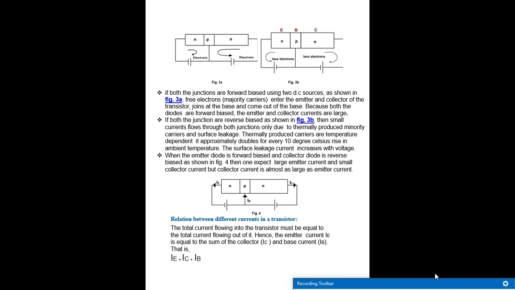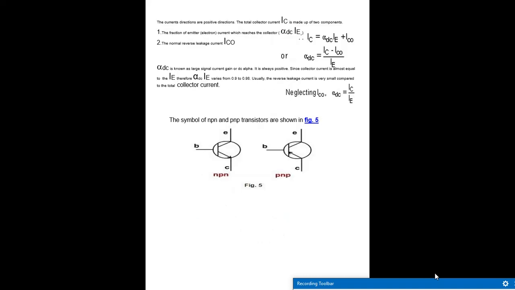So now we have three different types of currents: IC, IB, and IE. IE is the emitter current, IC is the collector current, IB is the base current. The emitter current which is produced enters into the base. From there, some part of the electrons are converted into base current and some of them enter into the collector, producing collector current. Therefore, IE equals IC plus IB.